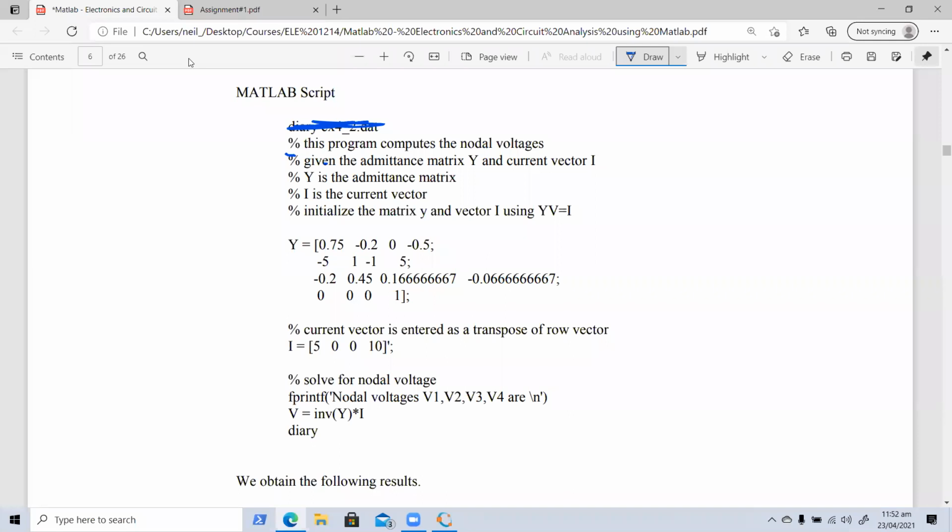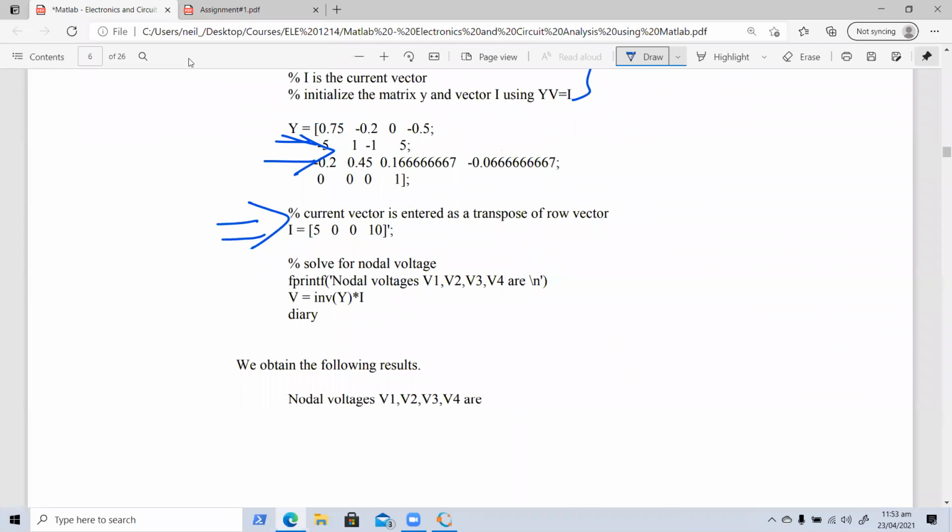You say, given the admittance matrix Y and a current vector I, where Y is the admittance matrix and I is the current matrix, we can find V using some stuff, and you can write comments describing everything with the problem and your code, right? And then here is just your basic code, setting up the values for Y is equal to, I is equal to, right? So what they did here is the transposition operator. You remember the apostrophe? We do I apostrophe and that transposes I. So you can enter I as a row vector and then use the apostrophe to transpose it to a column vector, or you can just do 5 semicolon 0 semicolon 0 semicolon 10, whichever one you feel like.